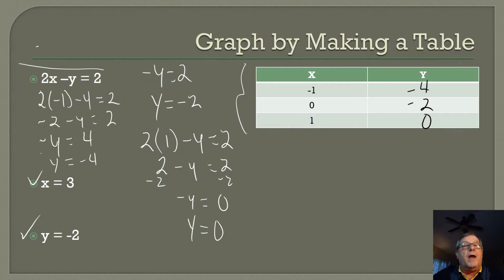And we'll graph those here in a moment. But we're also going to graph these coordinates. Let me jot those down. We got -1, -4; 0, -2; and 1, 0. Let's jump over. We'll do a little quick graphing, and we'll get out of here.